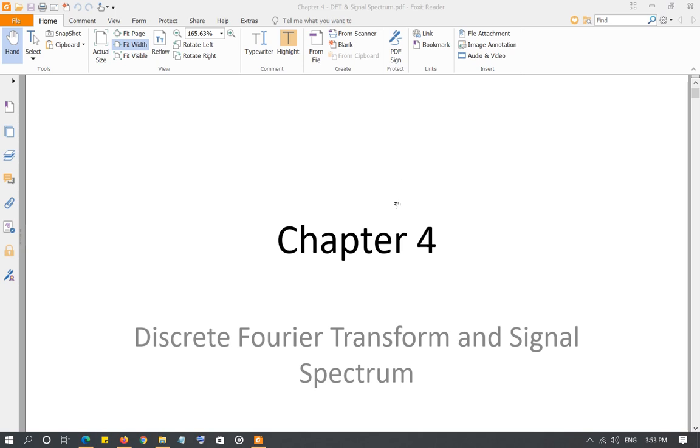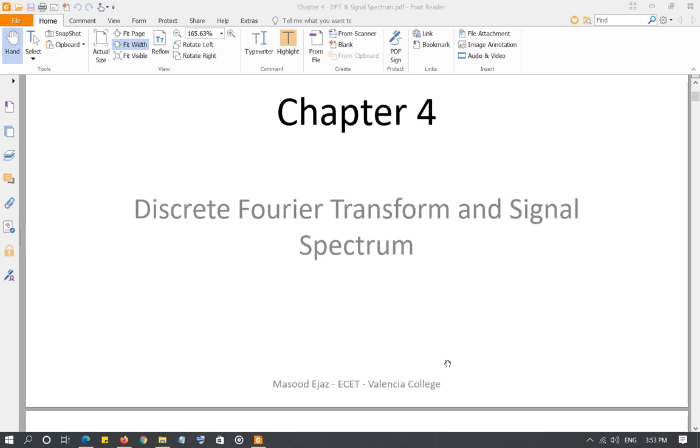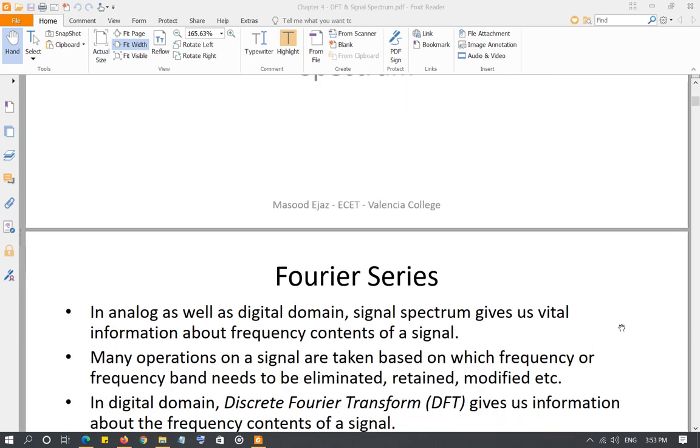Now in this chapter we're going to start with the Fourier series, and then the Fourier series will take us to the discrete Fourier transform. And the discrete Fourier transform is basically the spectrum of the signal, the discrete signal, in the frequency domain. So let's start with what is the Fourier series. And right now this is an analog signal.